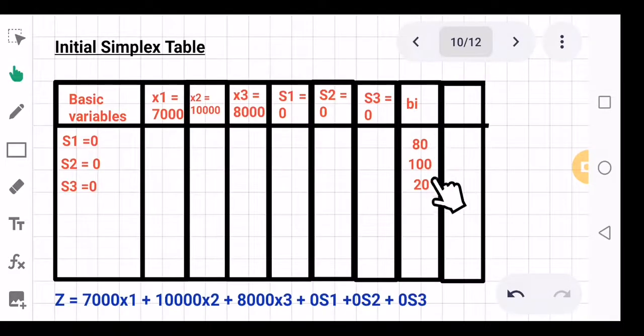So S1 is equal to 80, that is what we are assuming. S2 is equal to 100, S3 is equal to 20. This is what we are assuming and solving this entire thing. So our base assumption, we are going to write bi is equal to all these three. Now we have to fill in these values.